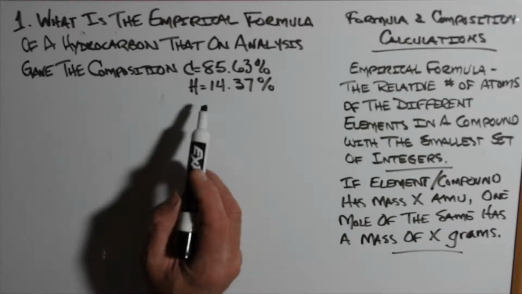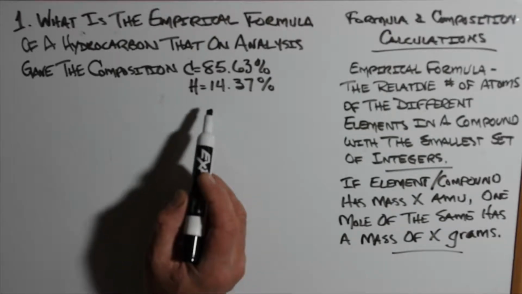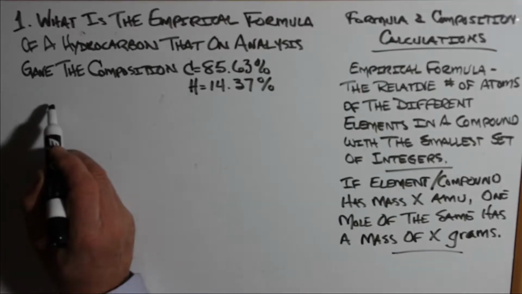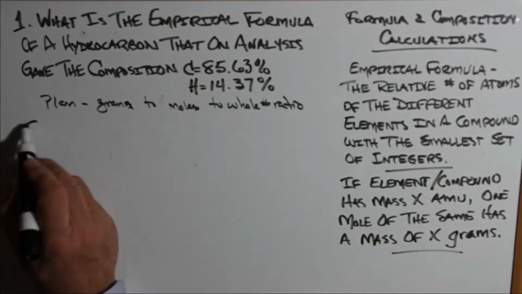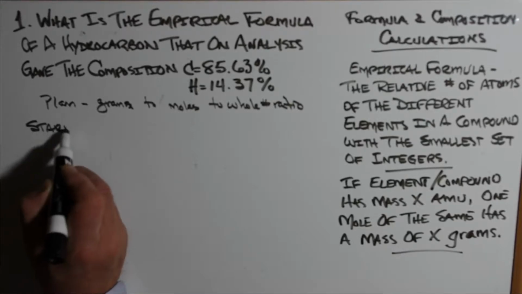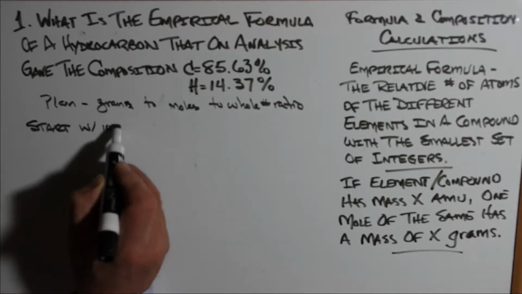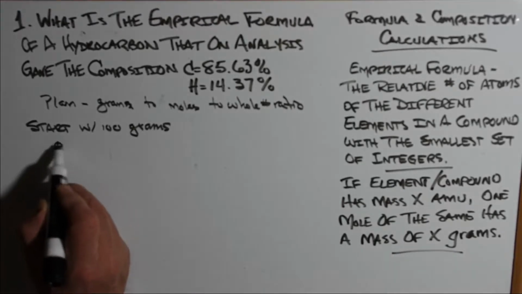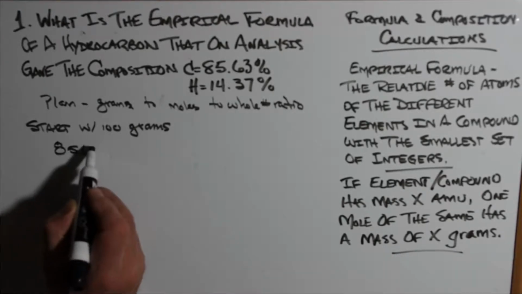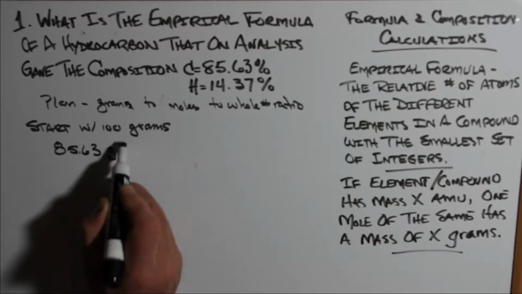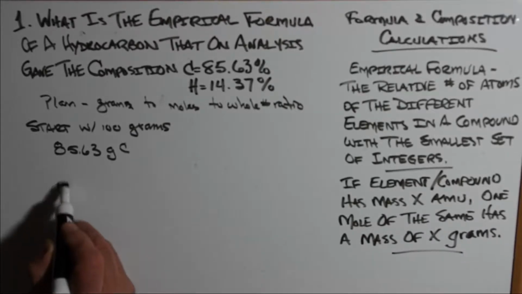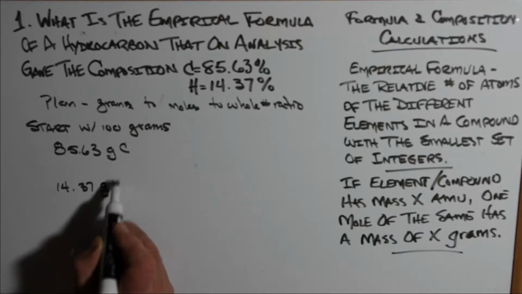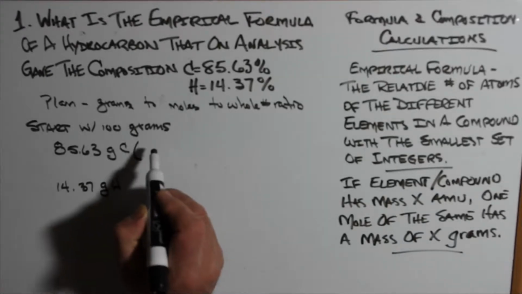First question, what's the empirical formula of a hydrocarbon that on analysis gave the composition of carbon 85.63%, hydrogen 14.37%? The plan, we're going to find the grams of each, change that to moles, and use those moles to give us whole number ratios. If we start with 100 grams of compound, then 85.63% of that compound will be grams of carbon, and 14.37 grams of that compound will be hydrogen.